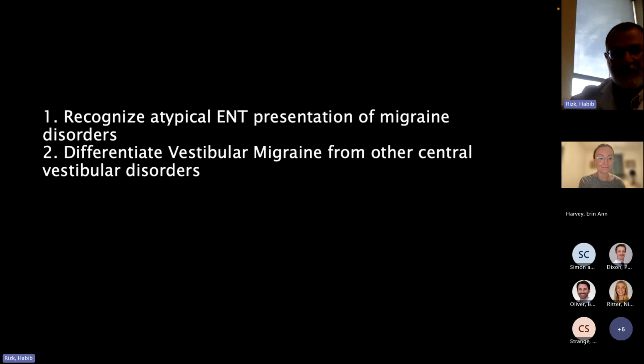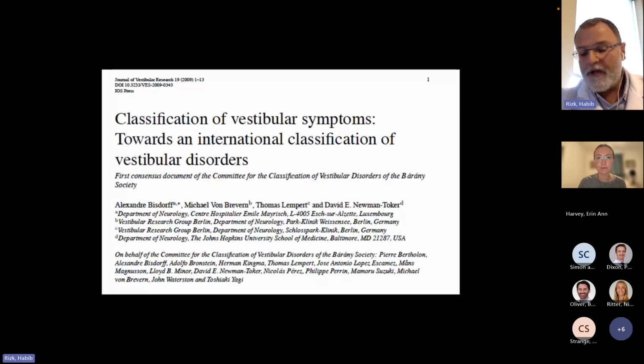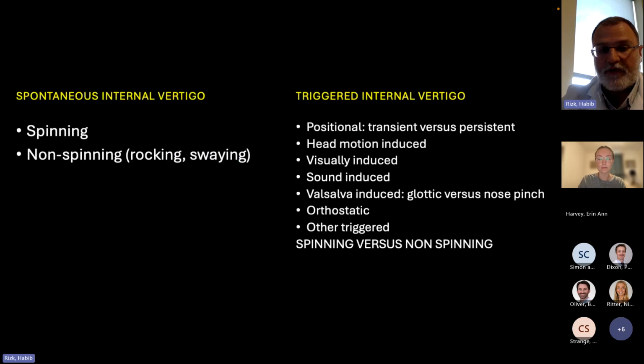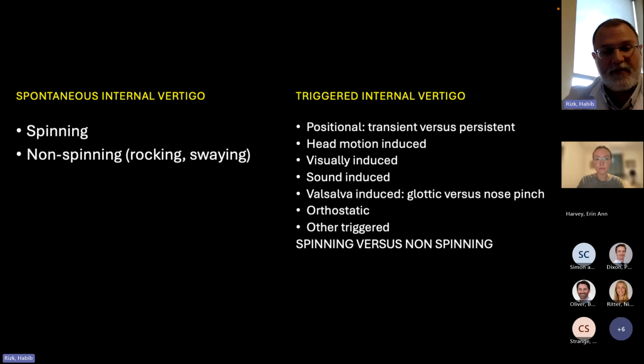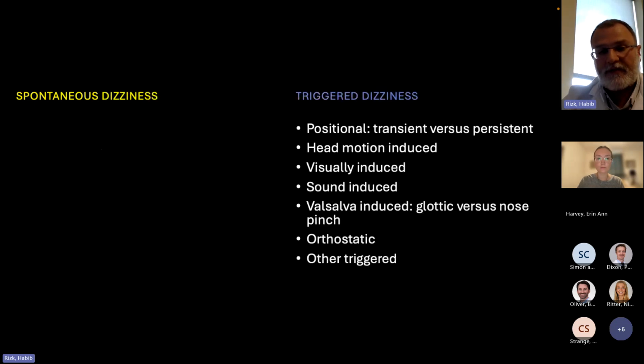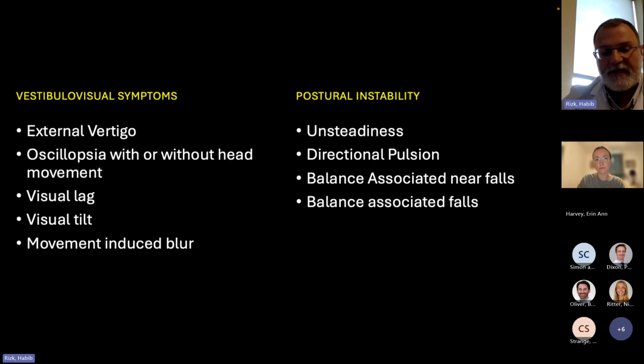The objectives of the talk are to recognize atypical ENT presentations of migraine disorders and to differentiate vestibular migraine from other central vestibular disorders. First, a quick look at the Bárány Society, which in 2009 tried to classify the vestibular symptomatology into four broad symptom labels. One is internal vertigo, a sense or illusion of movement of oneself, which can be spontaneous, spinning or non-spinning, as well as triggered. Then they chose the word dizziness, defined as a sensation of spatial disorientation.